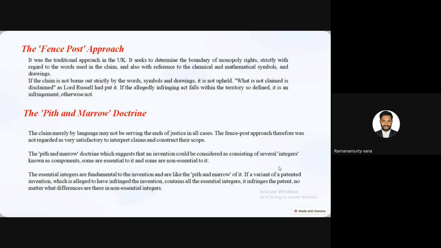If in the patent application a person writes a monopoly right and gives a brief description regarding his innovation, then based on that document only, he will get the protection. According to Lord Russell, what is not claimed is disclaimed. That is, if you did not write it in the patent application, you cannot ask to protect those rights. So this is the approach strictly with regard to the words used in the claim.